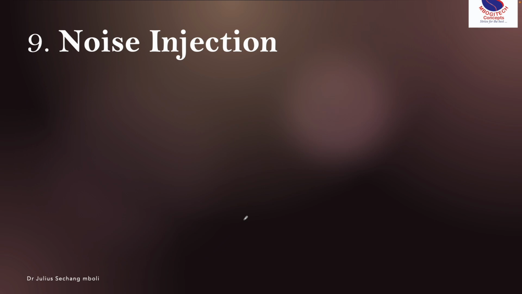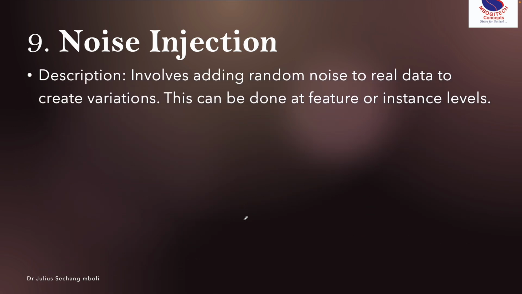Noise injection. Now this involves adding random noise to real data to create variations, and this can be done at feature or instance levels. So basically you are adding noise to it, and this is one of the methods that is used today. So that even when you understand the pattern of how synthetic data is generated, and you are using that to build a defect detection tool, by the time the bad actors inject some noise, it will confuse your model altogether.